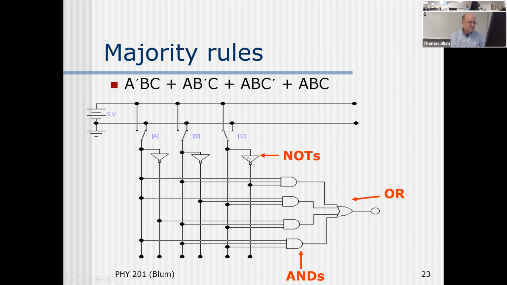B, B prime, C, C prime. What I've done so far, what I've told you so far, is the generic part that is the same for all the scenarios.